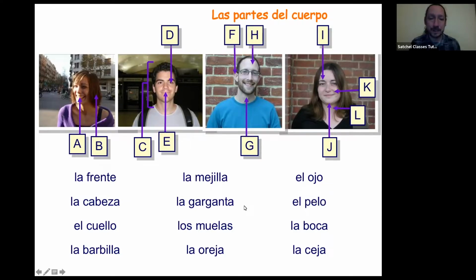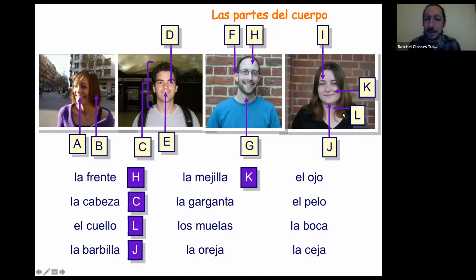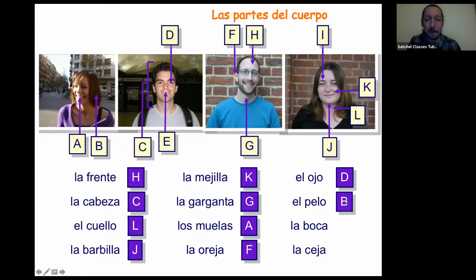So, la frente, H. La cabeza, C, of course. El cuello, L. Very good. La barbilla is J. La mejilla, K, right there. La garganta, G. Las muelas, A. La oreja, F. El ojo, D. El pelo, B. La boca, E. And finally, la ceja, I.